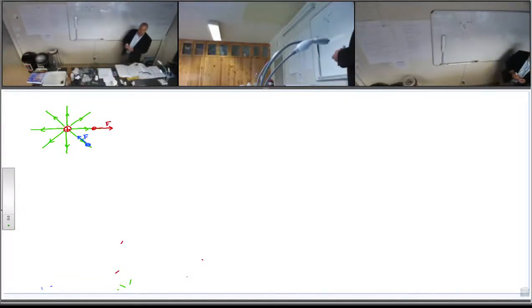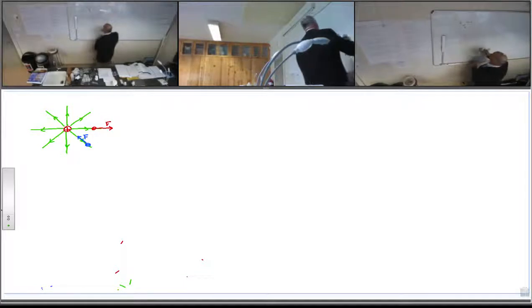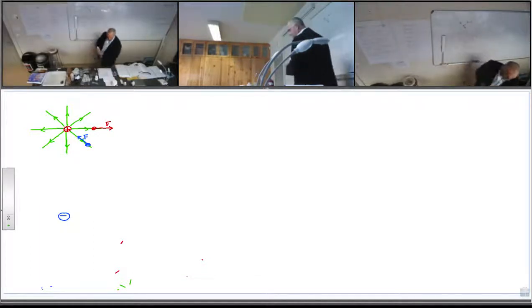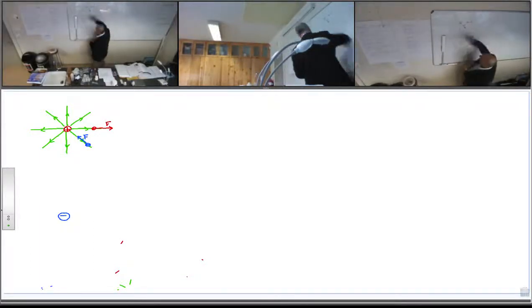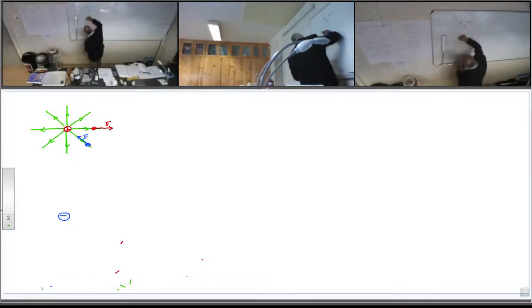All happy? Good. If I had to draw a negative force field, or force field around a negative particle, how did we say that would look? They would be exactly the same shape, but they would all move inwards.